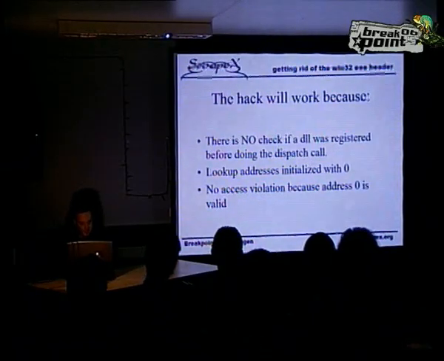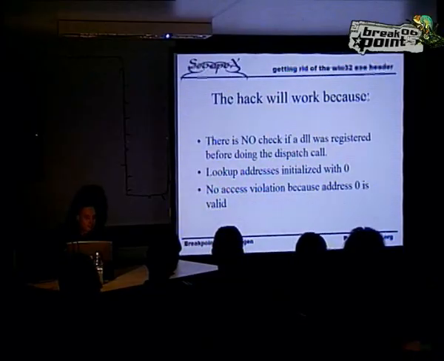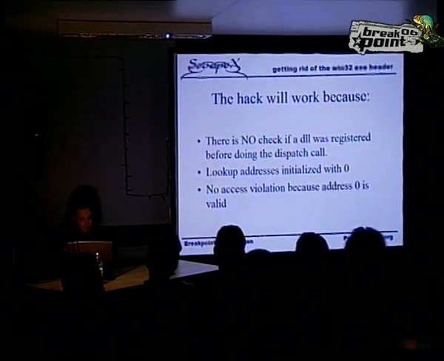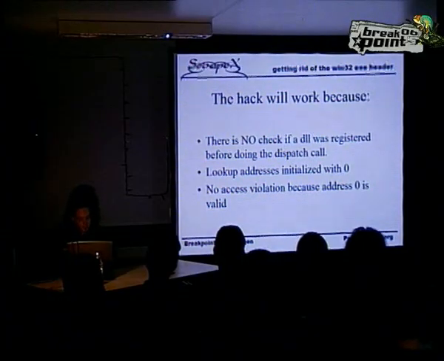So what happens? As I said, there is no check if a DLL was registered before. Second, the NTVDM has a lookup table for the addresses of each of the 9 possible loaded DLLs, and this lookup table is initialized with 0. The third necessary point is that, due to the fact that the memory maps one to one, address 0 is a valid address, because on the DOS machine you have the interrupt table at address 0. And well, this makes it possible.